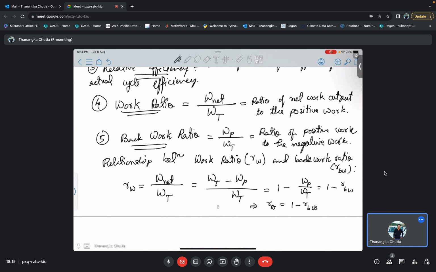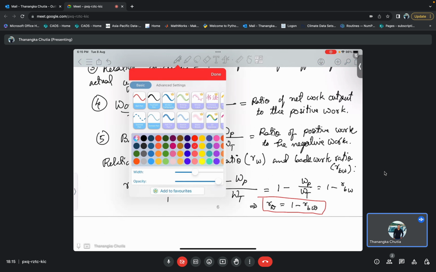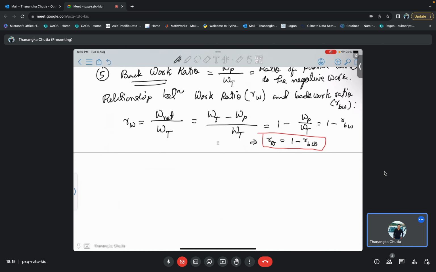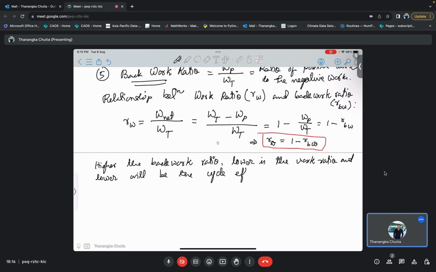So what we can write is that the higher the back work ratio, the lower is the work ratio, and lower will be the cycle efficiency. Okay, fine.